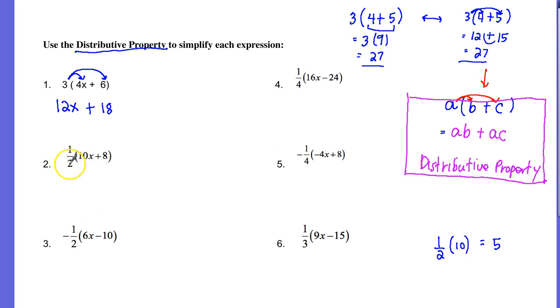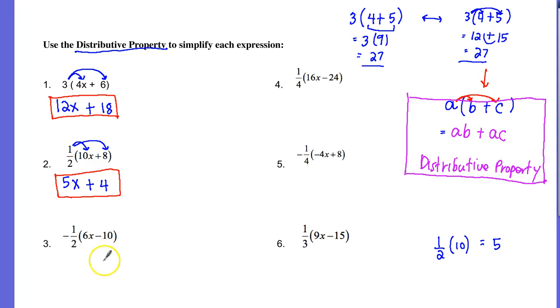So remember, you have half of the whole thing in the group. So you have half of 10x. You'll take half of that. That's 5x. Then plus half of 8. What's half of 8? 4. So the simplified form of that is 5x plus 4. Let me box it with my red marker because I love boxing stuff. There.